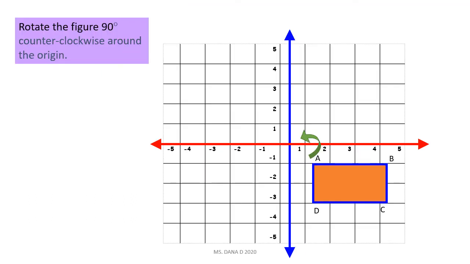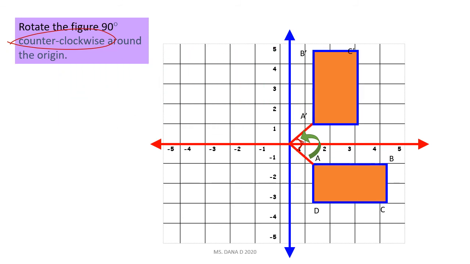Then you have the 90 degrees now counterclockwise. We're discussing counterclockwise, so I do the same thing. I have to draw from A to the origin, forming a 90 degrees angle, and I plot the point for each one. The same thing I need to do from D to D prime, from C to C prime, from B to B prime. So you need to take into consideration each point on the figure given.